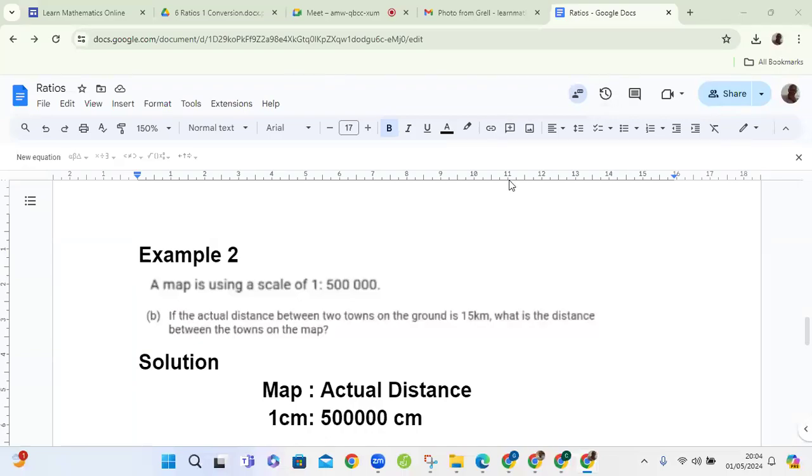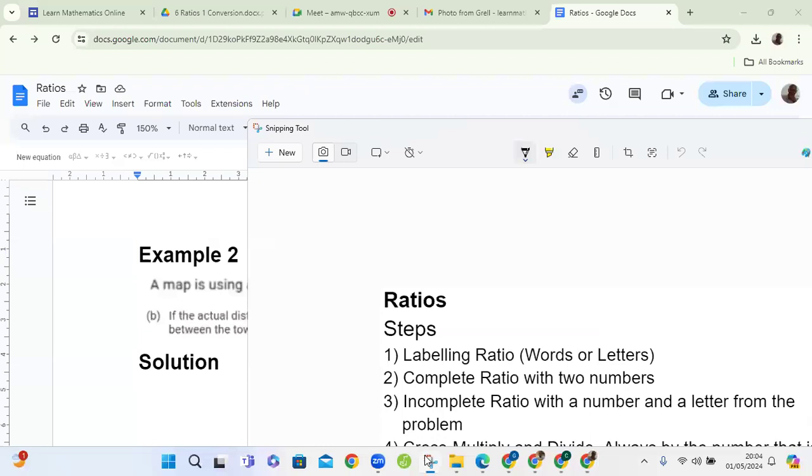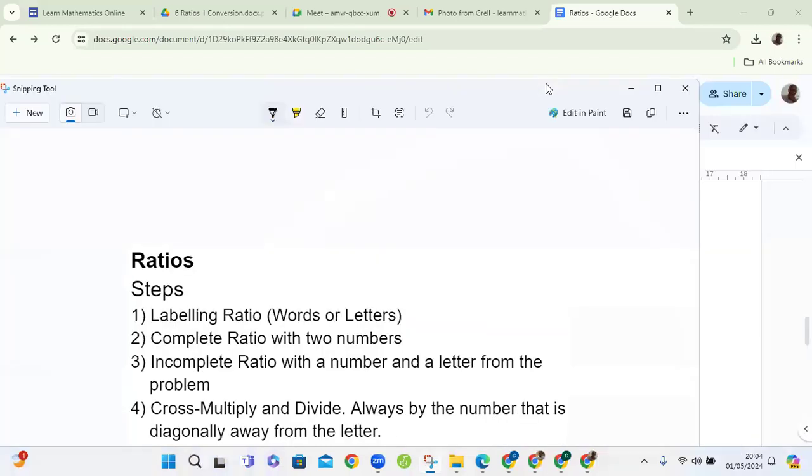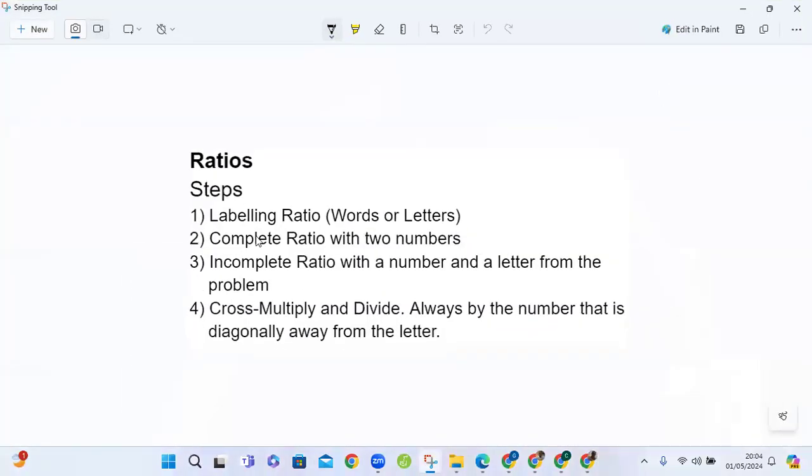Here we are going to discuss a question on ratios, and we're going to apply a four-step process. The four steps are: you begin with a labeling ratio, words or letters. The second step, a complete ratio with two numbers. Now, the complete ratio must be information that was provided to you.